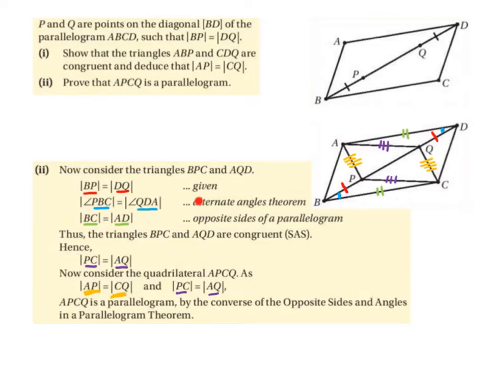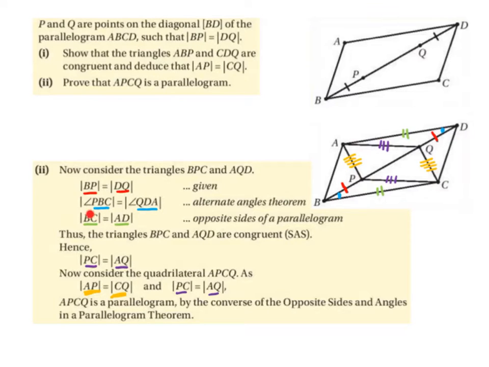And this is because of the alternate angles theorem. We can see we have our BC parallel line and our AD parallel line. If we were to extend them and draw in a transversal, we would more clearly see the alternate angles. So the angle PBC is alternate to the angle QDA, drawn in blue, so they are equal.